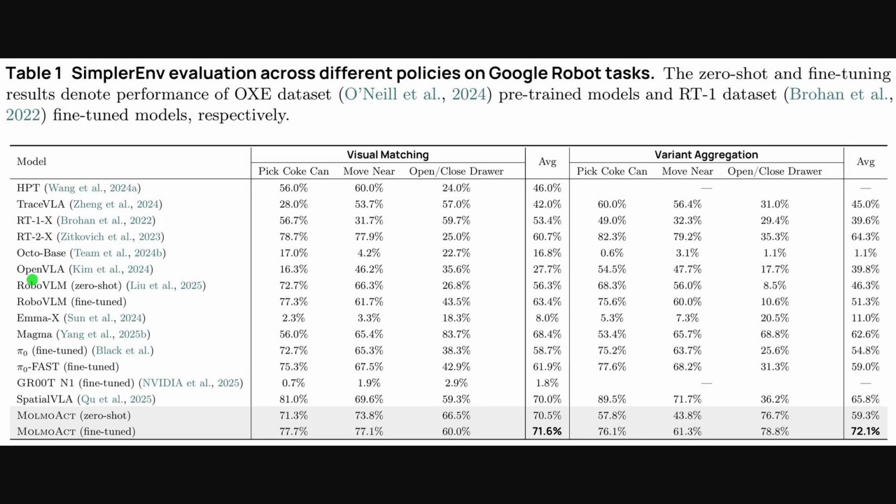Now, this table benchmarks a wide range of policies on SimplerEnv with 2 suites, visual matching and variant aggregation, each broken into pick Coke can, move near, and open or close drawer, plus an average. Focus on the shaded rows near the bottom. The zero-shot model reaches 70.5% average on visual matching, edging out strong baselines, and the fine-tuned version climbs to 71.6%. On variant aggregation, fine-tuned performance lands at 72.1% average, indicating solid robustness across task variants.